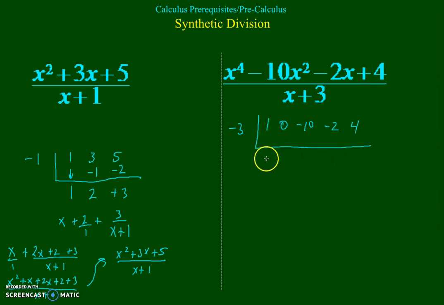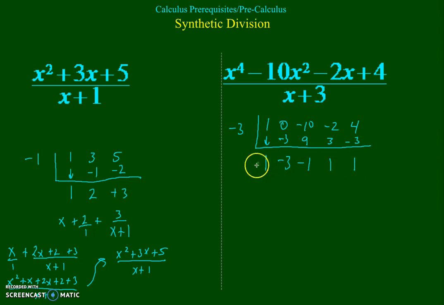Now again, we pull down the 1. You don't have to write the arrow if you don't want, but you could if you wished. 3 times 1, negative 3, and add. Multiply gives us 9. Add. Multiply. We get 3. Add. Multiply. And add.